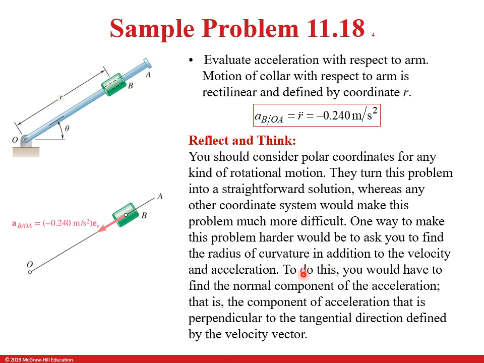And it says to do this, to find the instantaneous radius of curvature, you would have to find the normal component of acceleration. Okay, so they're not saying calculate the radius of curvature like there's some equation that would give us that. It's saying calculate the normal component of acceleration and the tangential component of acceleration, and then work backwards to get the radius of curvature. So that would be a complex problem. The component of acceleration that is perpendicular to the tangential direction defined by the velocity vector. So yeah, that would make the problem more complicated.